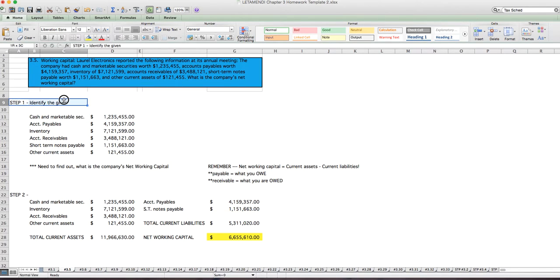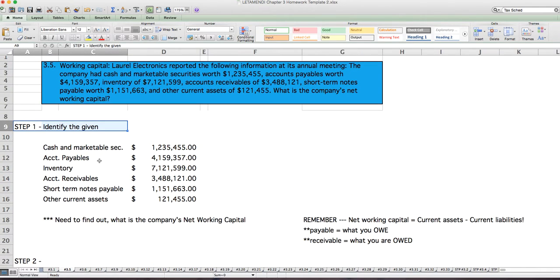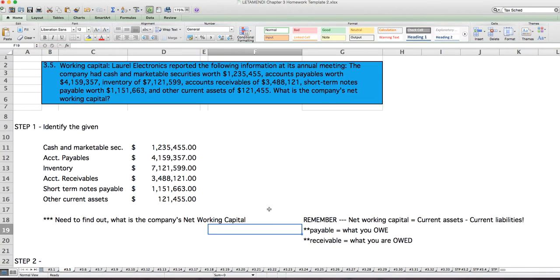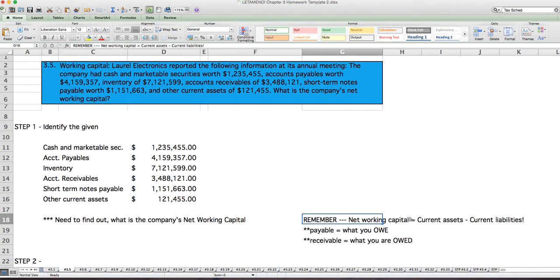So again, step number one is to identify the given, right? So like I said, I've already pre-typed all of this, but as I'm talking, let's disregard this area here. So we've already have the given that we pulled from the question above, and our objective is to find out what the company's net working capital is. We have to remember, right, that net working capital, if you remember from the book, hopefully you've read the book, equals current assets minus current liabilities. Payable is everything that you owe out, and a receivable is everything that you are owed.